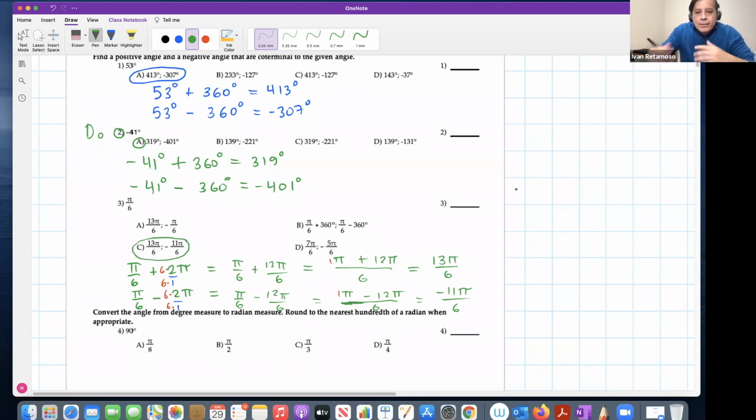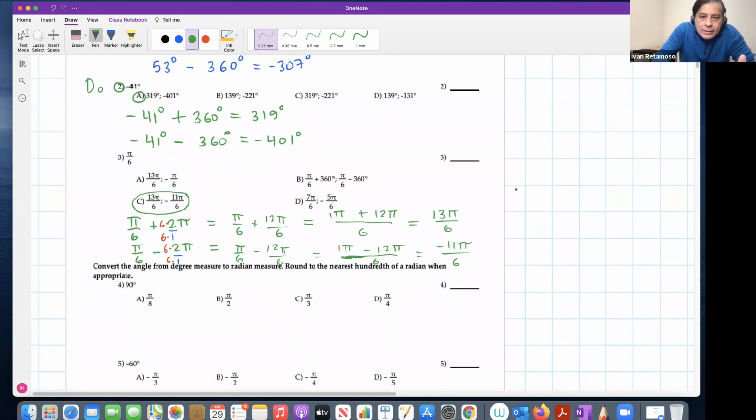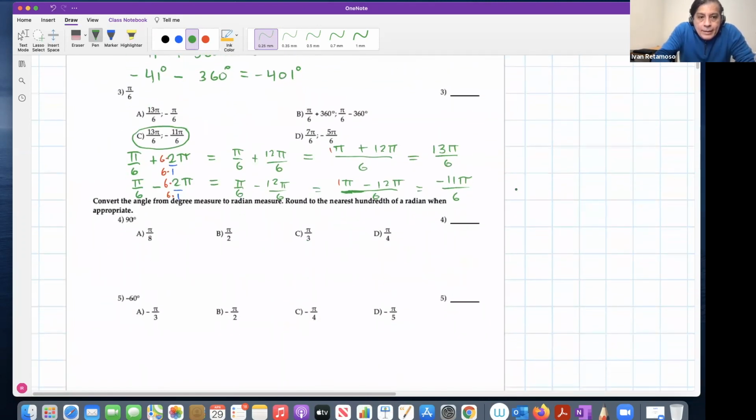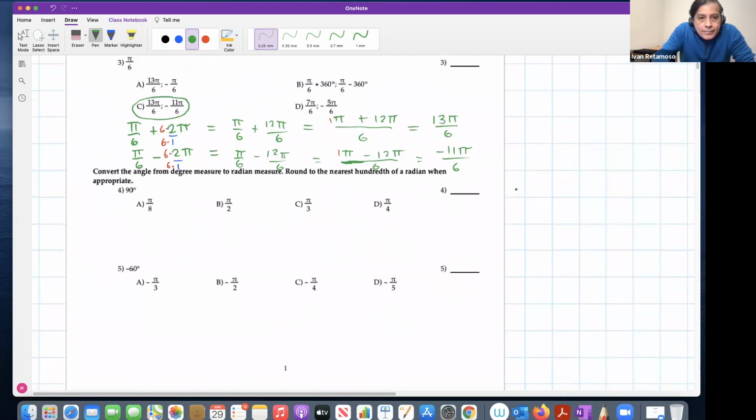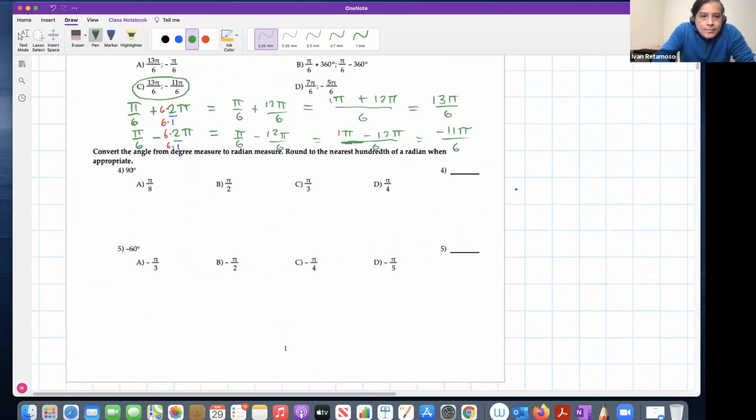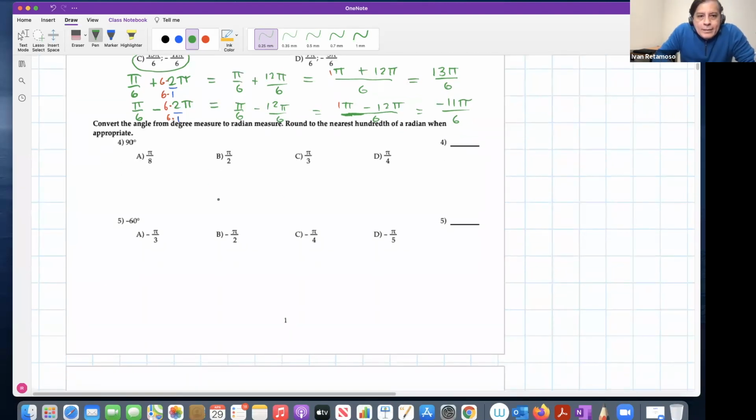So be prepared, this question could be in radians or in degrees, be prepared. Okay, next, question 4. It says convert the angle from degree measure to radian measure, round to the nearest hundredth of a radian when appropriate. But look, when they are asking you to convert 90 degrees to radians, you can see that the answers are all in terms of pi in exact form. So we should just do this in exact form.